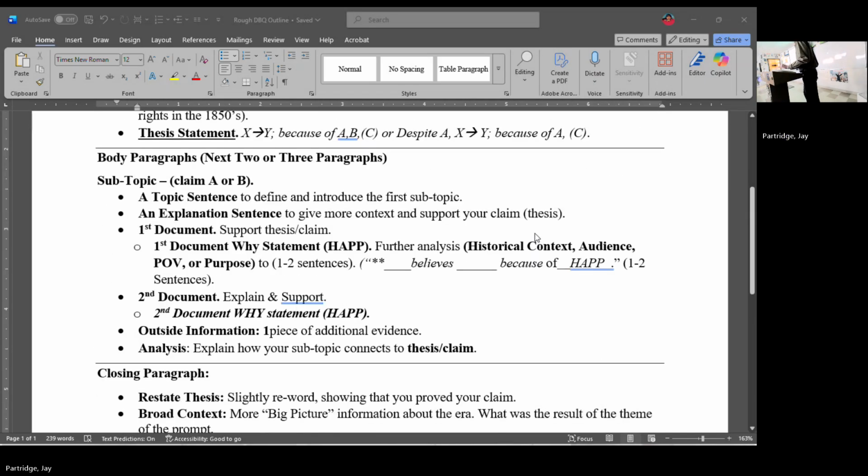But don't forget, in the topic sentence, you have to explain what the topic is, and your topic's the A and the B from your thesis statement. 4-paragraph essay, 2 body paragraphs. First document, support the thesis or claim.